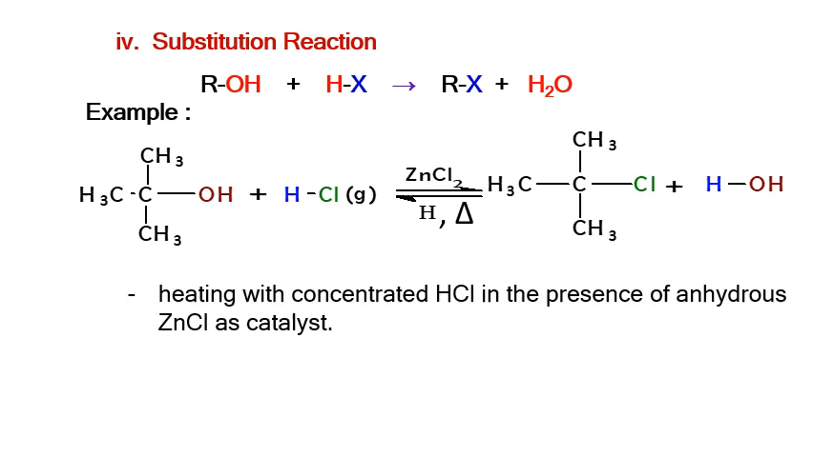For example, 2-methyl-2-propanol treated with HCl and zinc chloride produces 2-chloro-2-methylpropane and H2O. Heating with concentrated HCl in the presence of zinc chloride as catalyst.